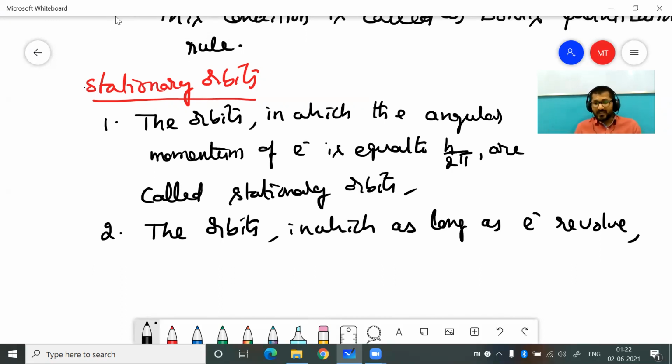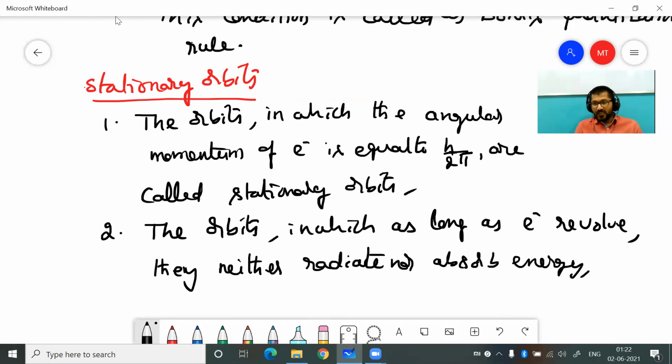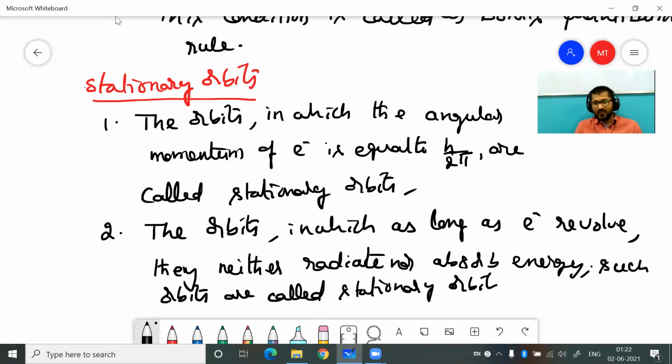Is it clear? So the orbits in which, as long as electrons revolve, they neither radiate nor absorb energy, such orbits are called stationary orbits. Is it clear? Right.